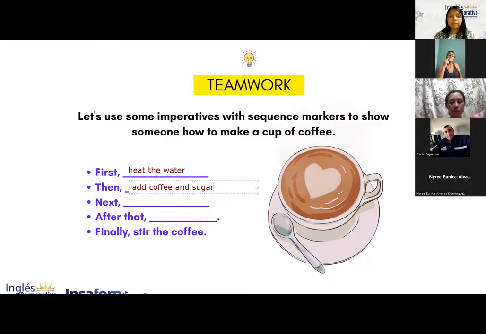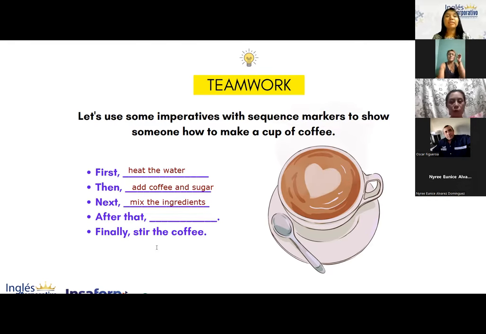Mix. Next. Mix the ingredients. Como mezclar los ingredientes. Y la diferencia entre shake y mix es que shake es como batir. Menear más fuerte. Pero al café nosotros no lo batimos así. Nosotros movemos.